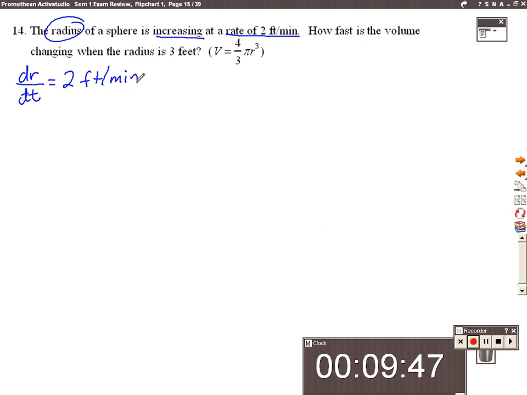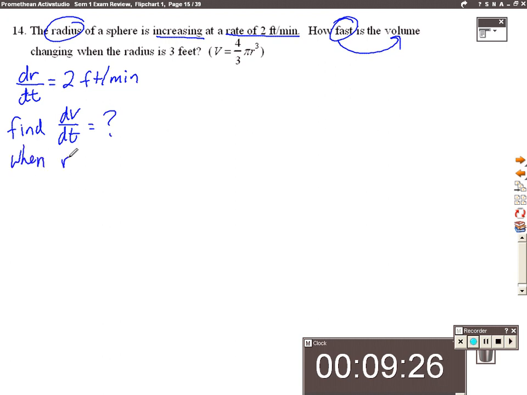How fast? Again, they're asking me a rate, the keyword fast. They're looking for how fast the volume is changing, so they want us to find, remember the key to success here is being able to read and interpret the problem, dV/dt when the radius is 3 feet. And they're already telling me up front the formula for the volume of a sphere. I know how fast the radius is changing, and I want to know how fast the volume is changing, so I'm obviously going to need to find the derivative.